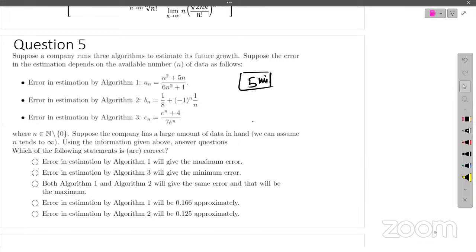This is also an MSQ. There will be more than one option. Check it.